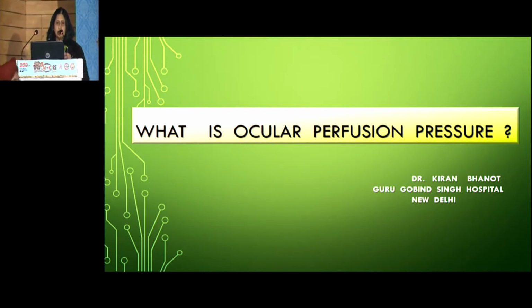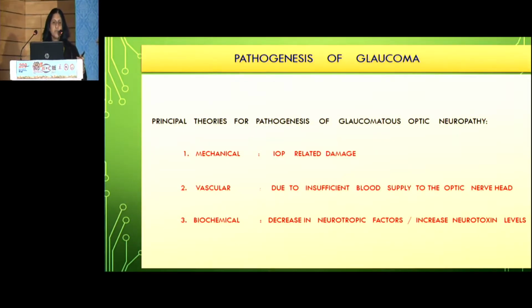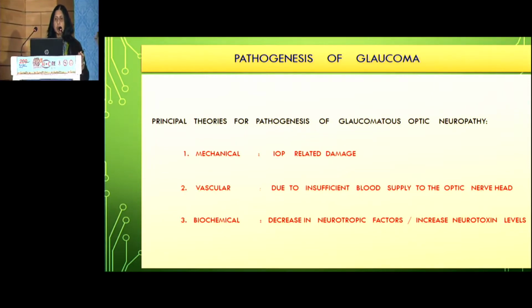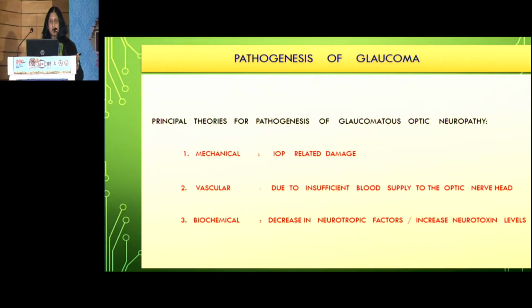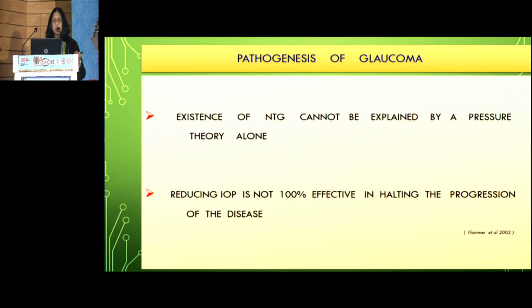So we start with now, what is ocular perfusion pressure? Now, principal theories for pathogenesis of glaucomatous optic neuropathy are mechanical, vascular, and biochemical. However, the existence of normotensive glaucoma cannot be explained by a pressure theory alone, and reducing intraocular pressure is not 100% effective in halting the progression of the disease.